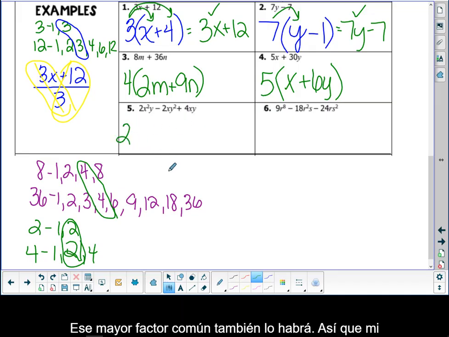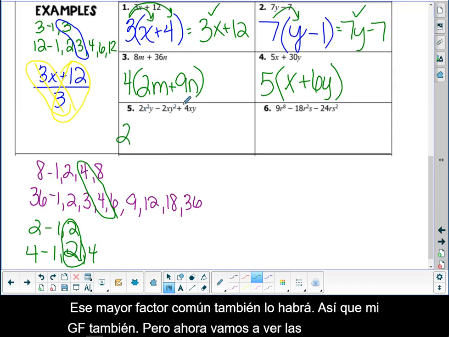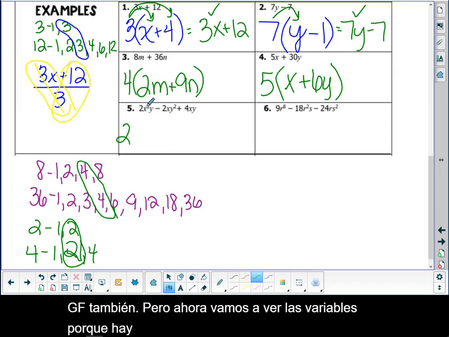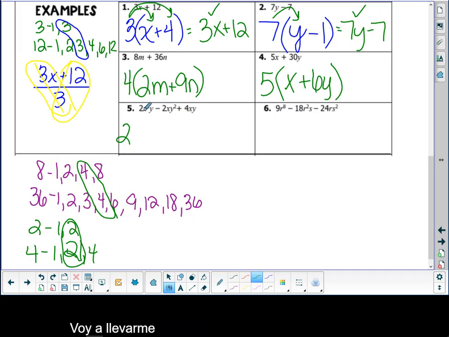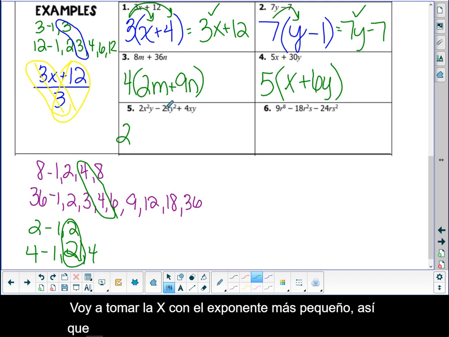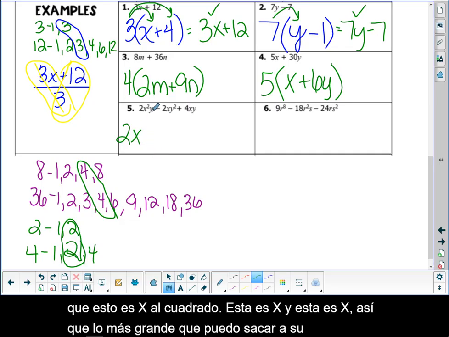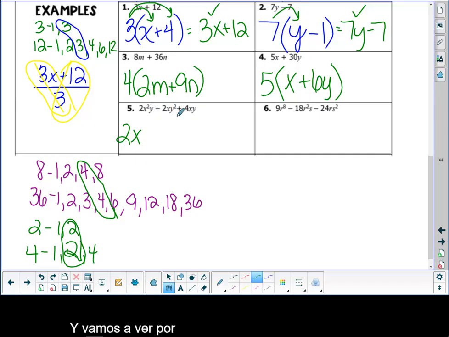But now we're going to look at variables because there is an x in all 3 terms. I'm going to take the x with the smallest exponent. So this is x squared, this is x, and this is x. So the biggest thing I can take out is x. Then we're going to look at y. I've got y squared, and y. It's got to be y because that's the smallest exponent.